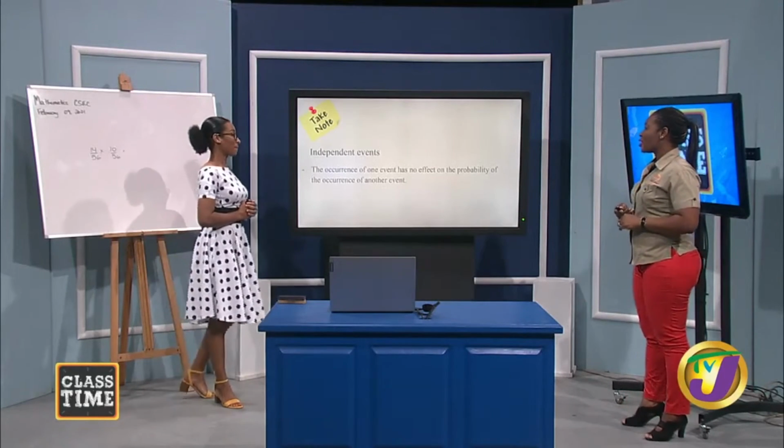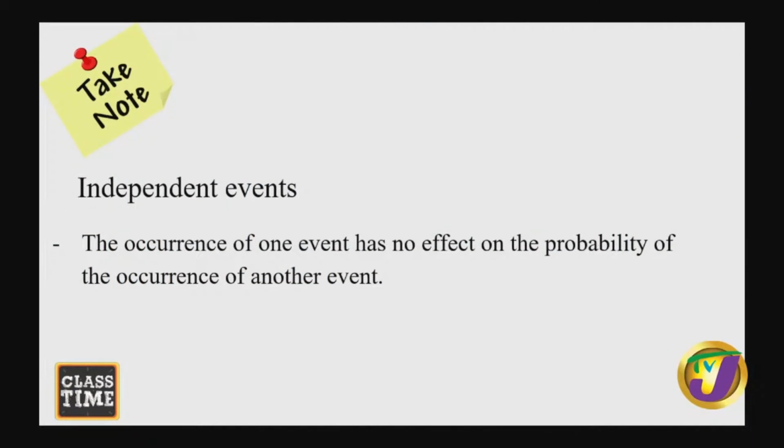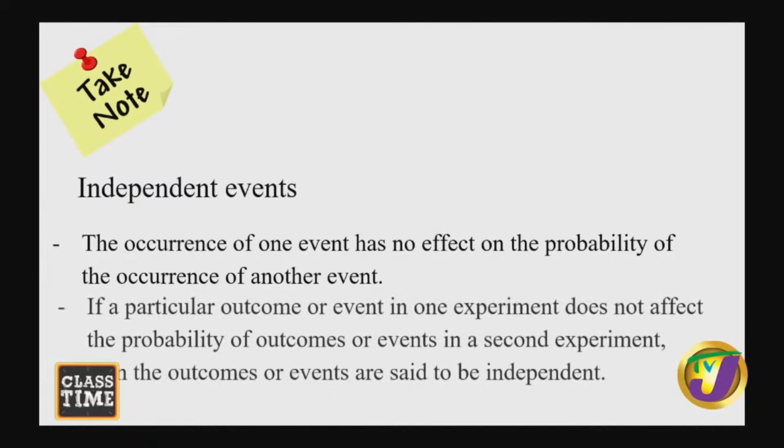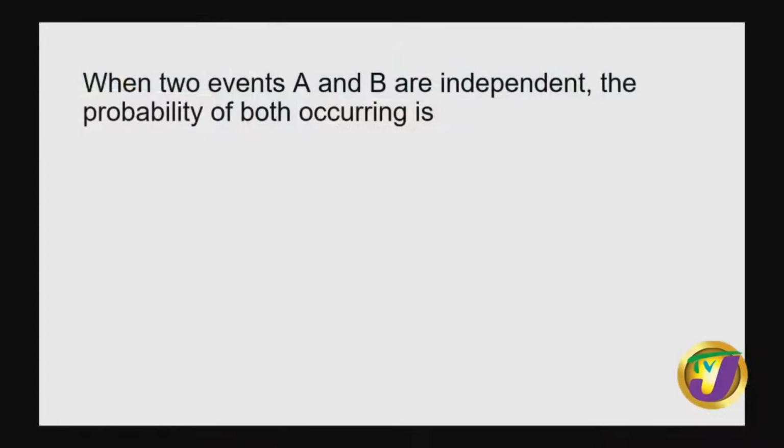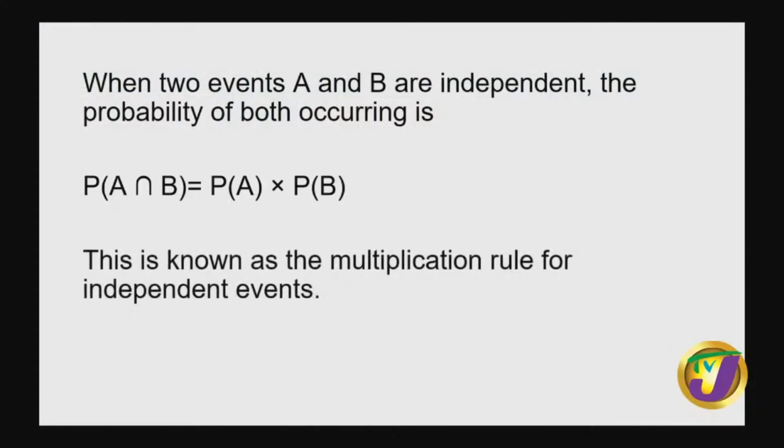So we have independent events. The occurrence of one event has no effect on the probability of the occurrence of another event. And if a particular outcome or event in one experiment does not affect the probability of outcomes or events in a second experiment, then the outcomes or events are said to be independent. And finally, we looked at the multiplication rule. When two events A and B are independent, the probability of both occurring, the probability of A and B, is the probability of A multiplied by the probability of B, which is also known as the multiplication rule for independent events.